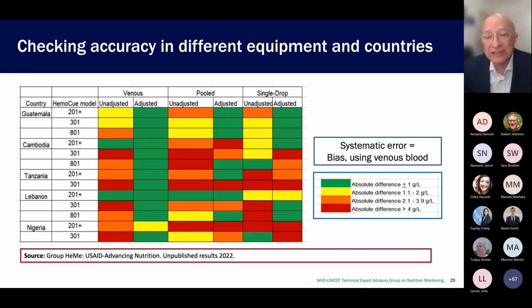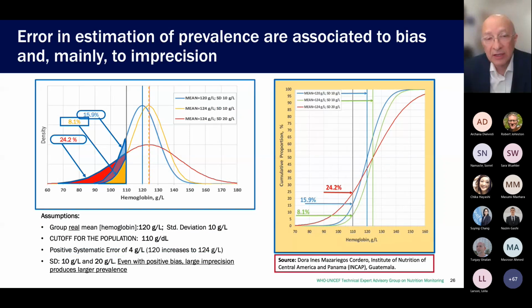Now let me move to the implication of these results. These are theoretical models, but they are very important because they can predict what is going to happen in the field. In this case, the distribution of the hemoglobin concentration in a population is the blue curve. We have a hemoglobin concentration of 120 grams per liter with a standard deviation of 10, but the bias of the equipment is around 4 grams per liter, which is the yellow curve. You move that figure to the right.